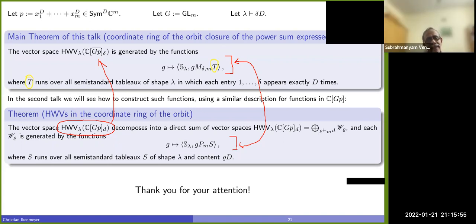Okay. Yeah, you do this for each tableau T. Each fixed tableau T gives you a function. And here, each fixed tableau S gives you a function. Those tableaux are actually a bit different from this, and this all looks slightly different, but it's close enough to actually make a connection.